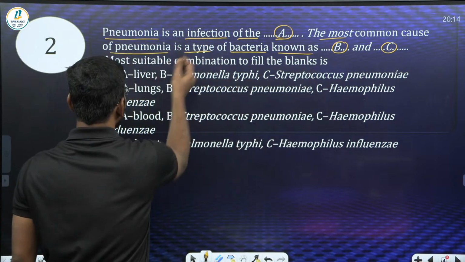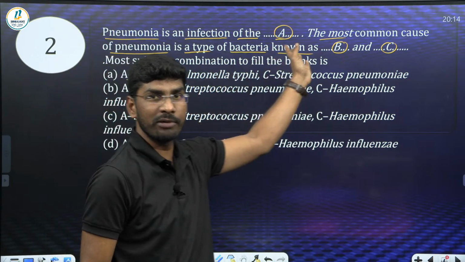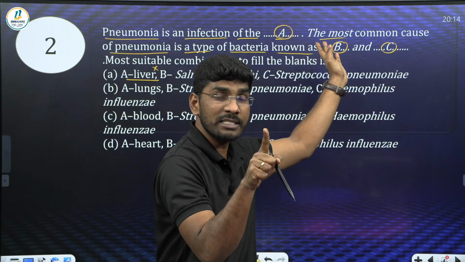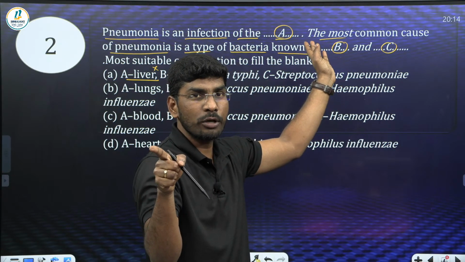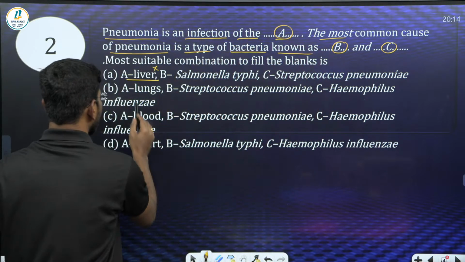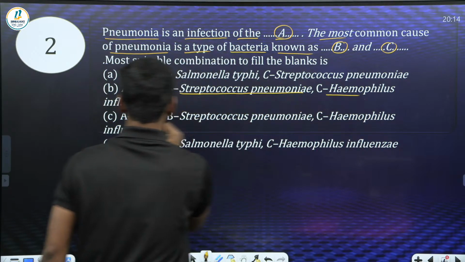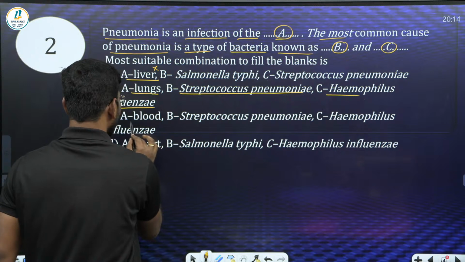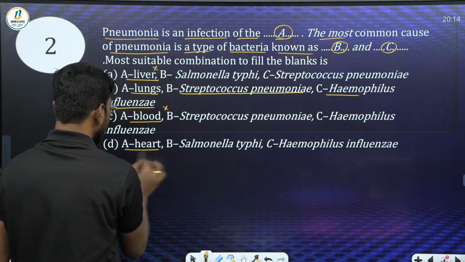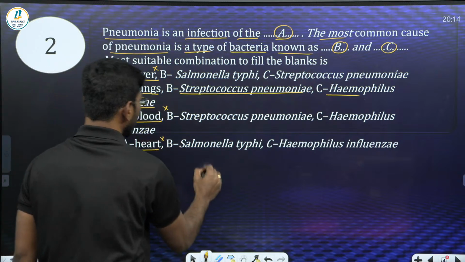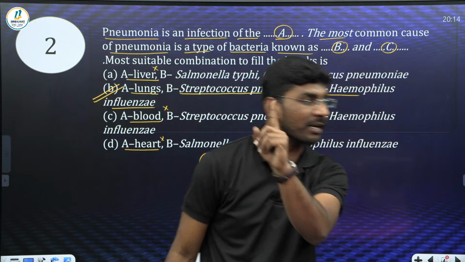Now we know pneumonia. Liver is given as A. No, it is not liver. It is not plasmodium attacking the liver. Plasmodium vivax, the malarial parasite, infects blood and liver, right? Hepatocytes and also erythrocytes will be damaged. So the first answer is not correct. A, lungs. B, Streptococcus pneumoniae, Haemophilus influenzae. Appropriate, correct. A, blood is given. No, that answer is not correct. Option D, heart. No. So what is the answer? Option B is the correct answer. Am I clear? Very good. Option B is the right answer.